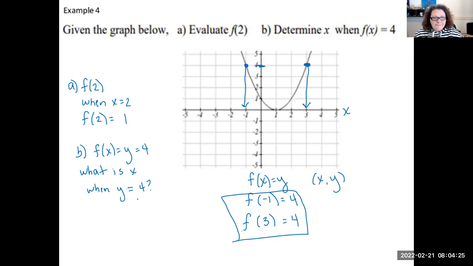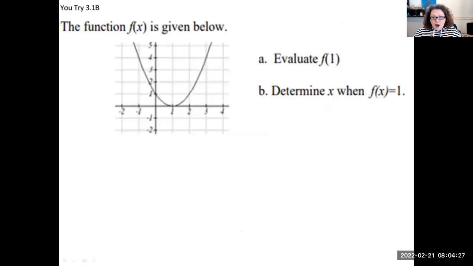Okay. All right. So I want you to pause this and attempt this on your own, and then come back and watch how I do it and compare your answers to mine. No one's judging here. This is just to make sure you understand it. So please pause.